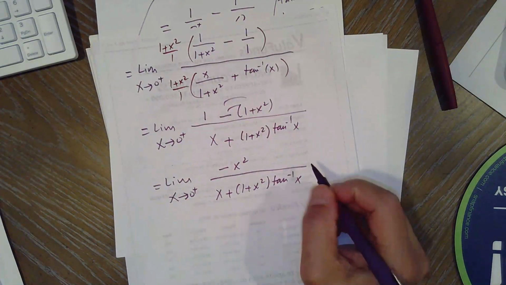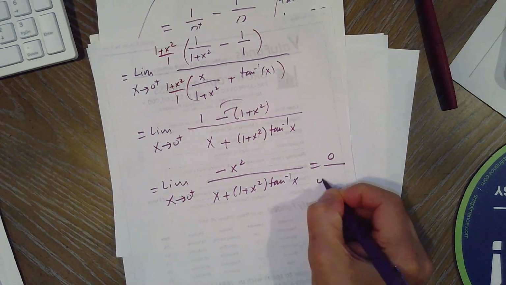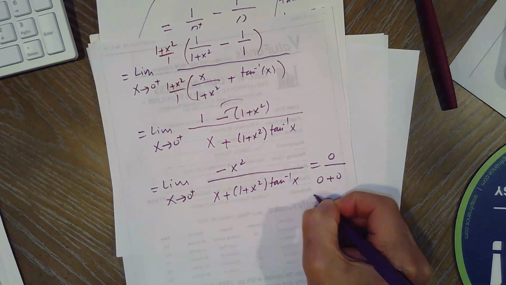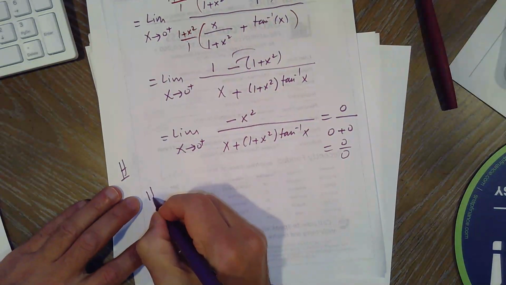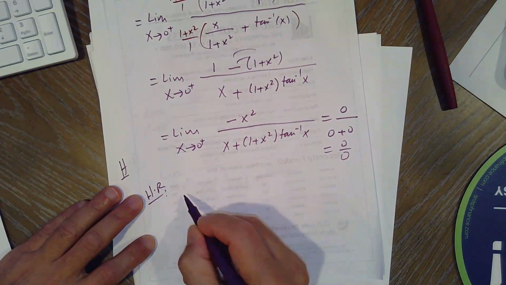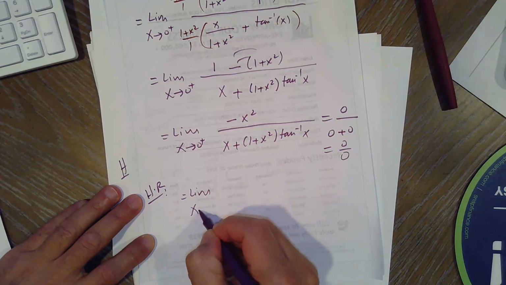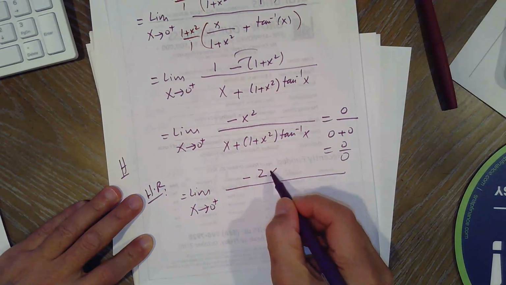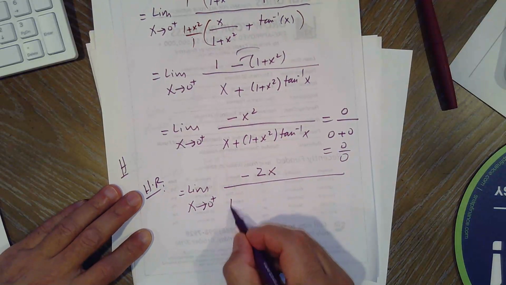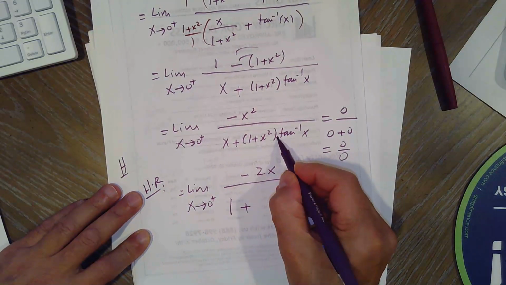Alright, so let's apply the 0 again. Well, it's not a magic bullet, so we still get 0 over 0, so we have to do L'Hopital's rule again. That's what I was saying. So limit as x goes to 0 from the right. Derivative of negative x squared is negative 2x. Derivative of x is 1. Now here is the product rule.